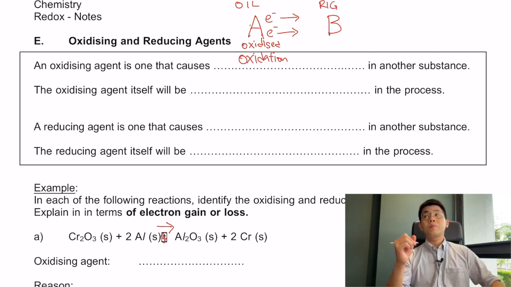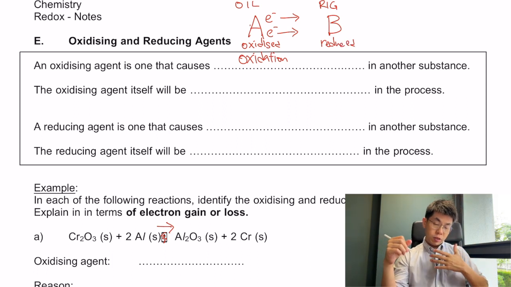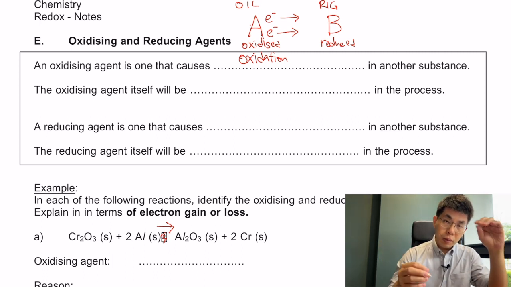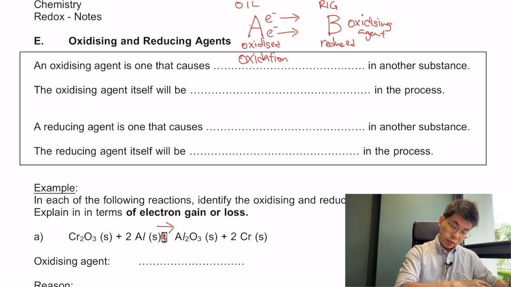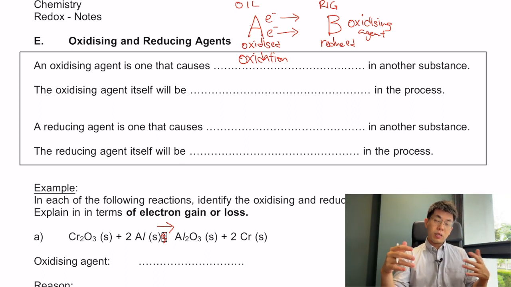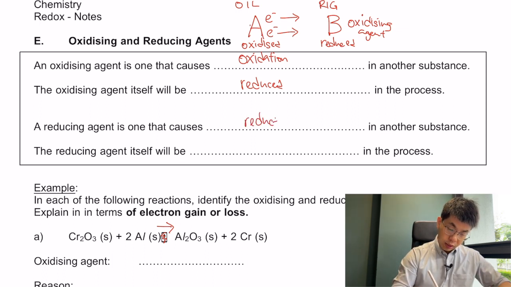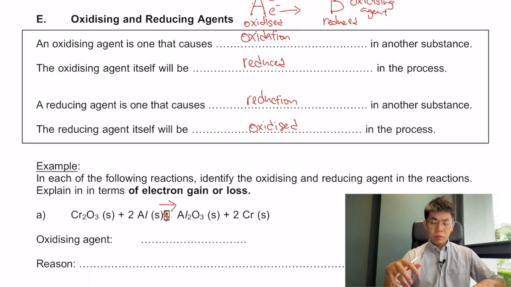So RIG, so B would have gained electron, B would have been reduced. So B itself has been reduced, B has oxidized A, B caused the oxidation of A, B is the oxidizing agent. So the oxidizing agent is the one that causes oxidation in another substance, and the oxidizing agent itself will be reduced. So the opposite is true. A reducing agent is something that causes reduction in another substance, and the reducing agent itself will be oxidized in the process. Okay, sounds a bit confusing, right? So let's just practice a few.